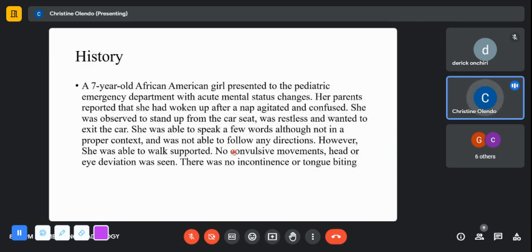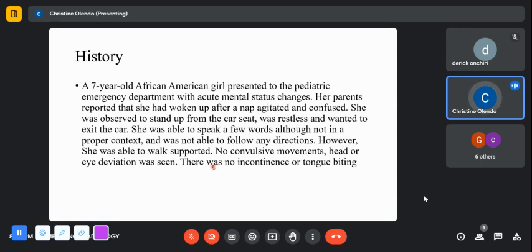So we go through a short clinical history. It was a 7-year-old African-American girl who presented to the pediatric emergency department with an acute mental status change. The parents reported that she had woken up after a nap. She was agitated and confused. She was observed to stand up from the car seat and she was restless and wanted to exit the car.